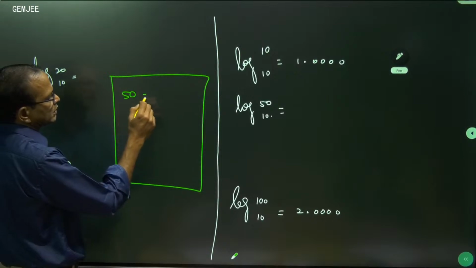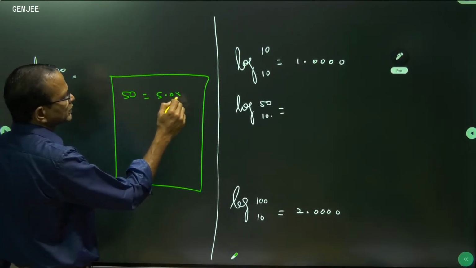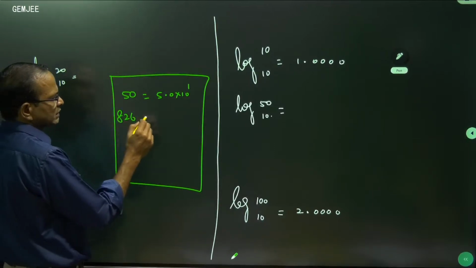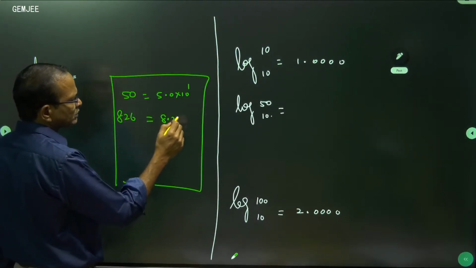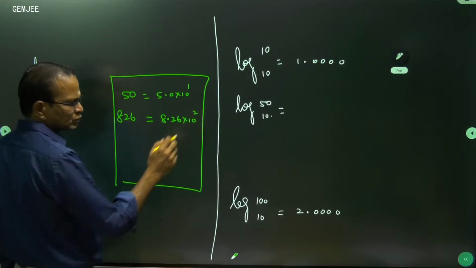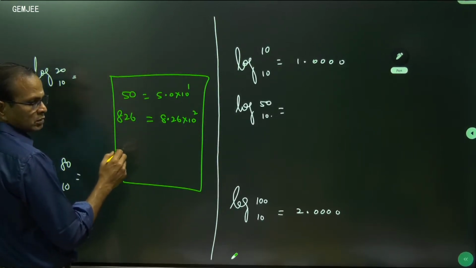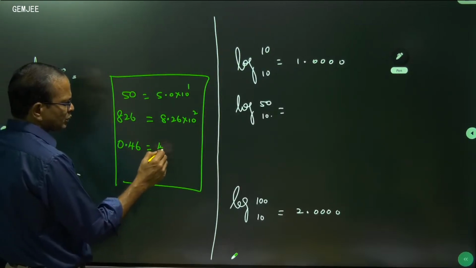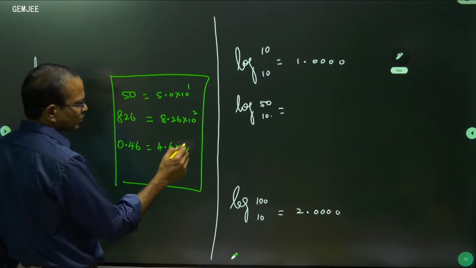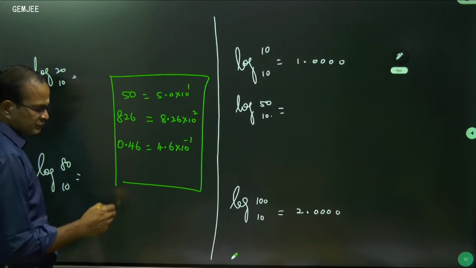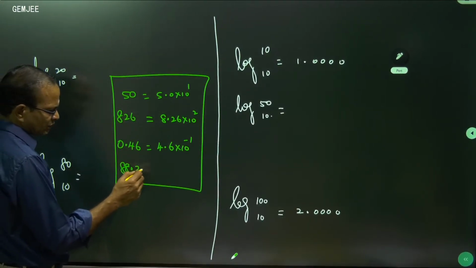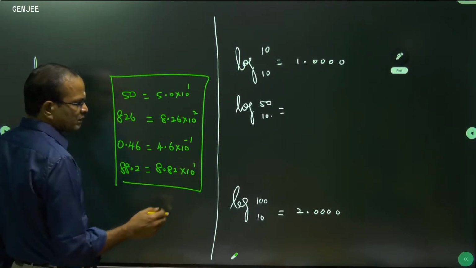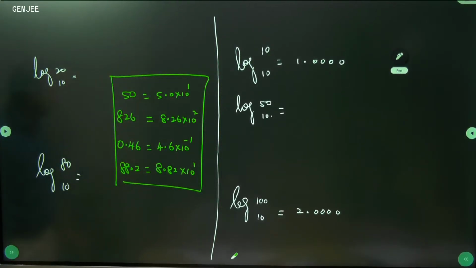50 is 5.0 into 10 power 1. 826 is 8.26 into 10 power 2. 0.46 is 4.6 into 10 power minus 1. 88.2 is 8.82 into 10 power 1. This technique is called scientific method.